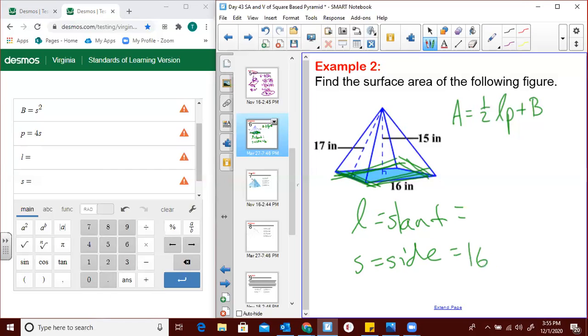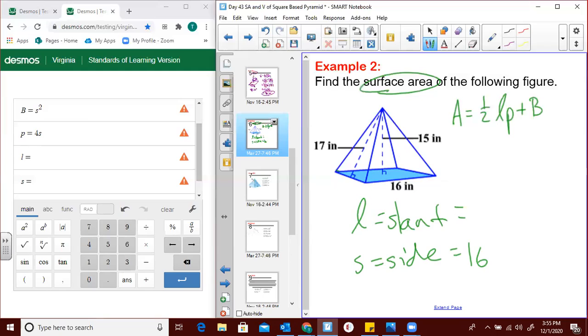Right? So now let's look for the slant. If I'm looking for the slant, remember we're doing surface area, which means we're dealing with the outside. So I want to find the slant. The slant line is always going to be on the outside of one of these 4 triangles, and it's going to run right down the middle of that triangle, not of the figure.